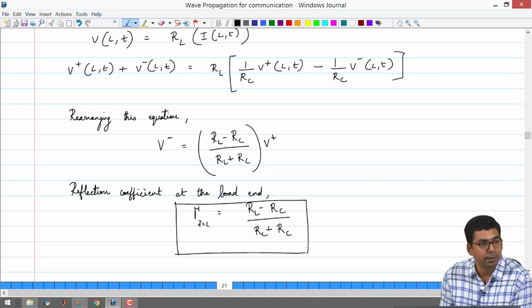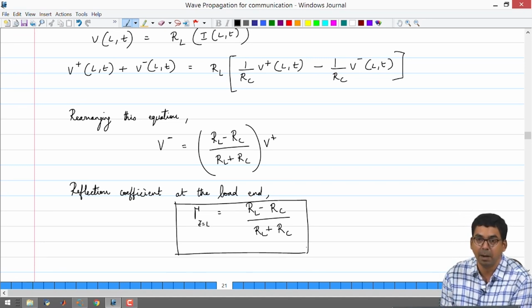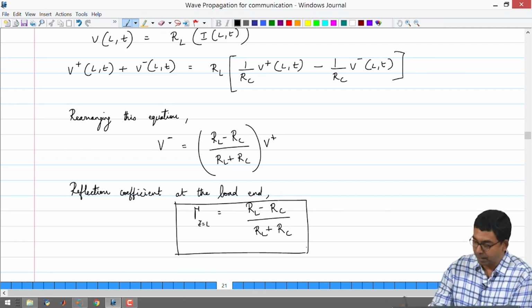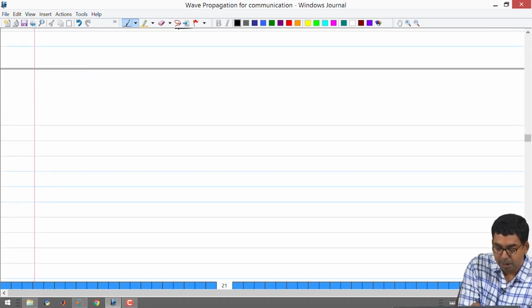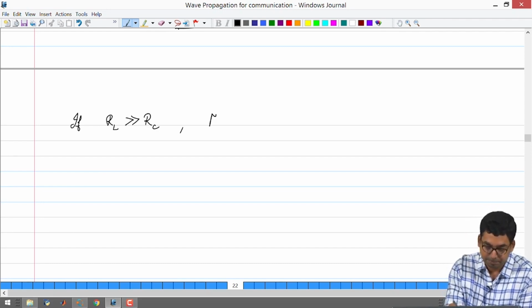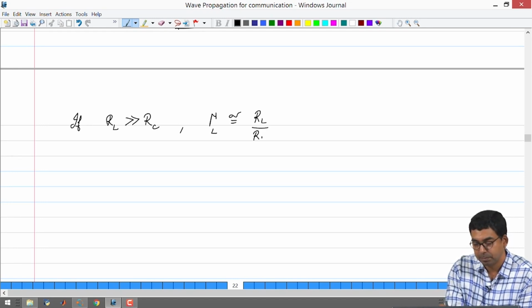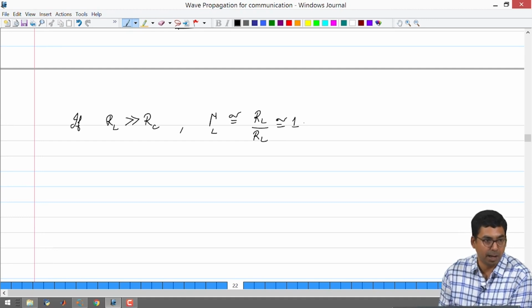There are a number of things that can be interpreted from this. First of all, the numerator has a negative sign in between two terms. So, there is a good chance that gamma can be positive, gamma can be negative, or gamma can be 0. So, we will write down these three conditions. You can say that if RL is much greater than the characteristic resistance, your reflection coefficient is going to be equal to 1.